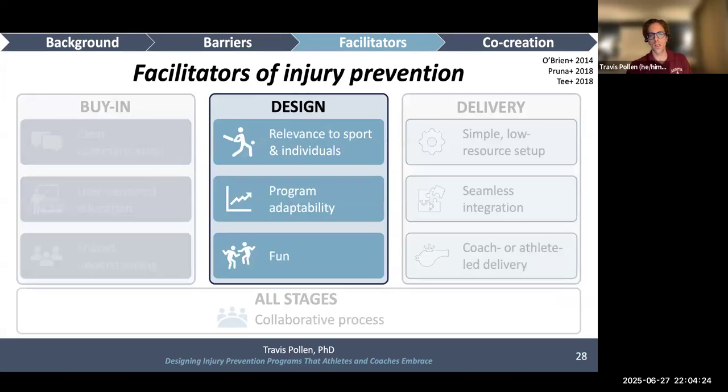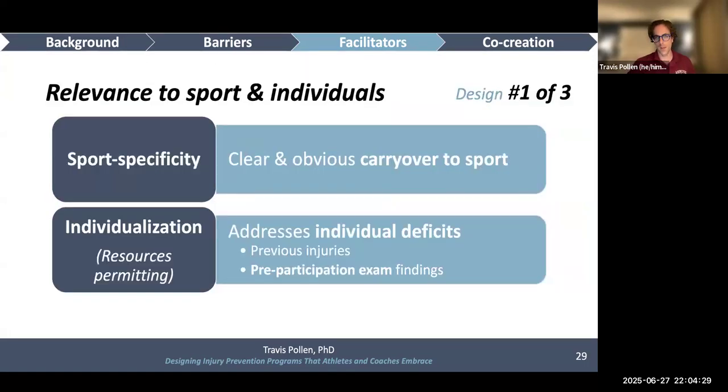Next up, we have our design-related facilitators. So the first of these is relevance to the sport and to the individuals. So we talk about this in terms of sport specificity. The injury prevention program is tailored to the sport, and that has to be crystal clear and so obvious that the athletes can easily see how it's going to carry over to their sport. One easy way to do that is to incorporate sporting equipment right into the program. So can you include drills where you're dribbling the soccer ball or dribbling the basketball or tossing around the football?